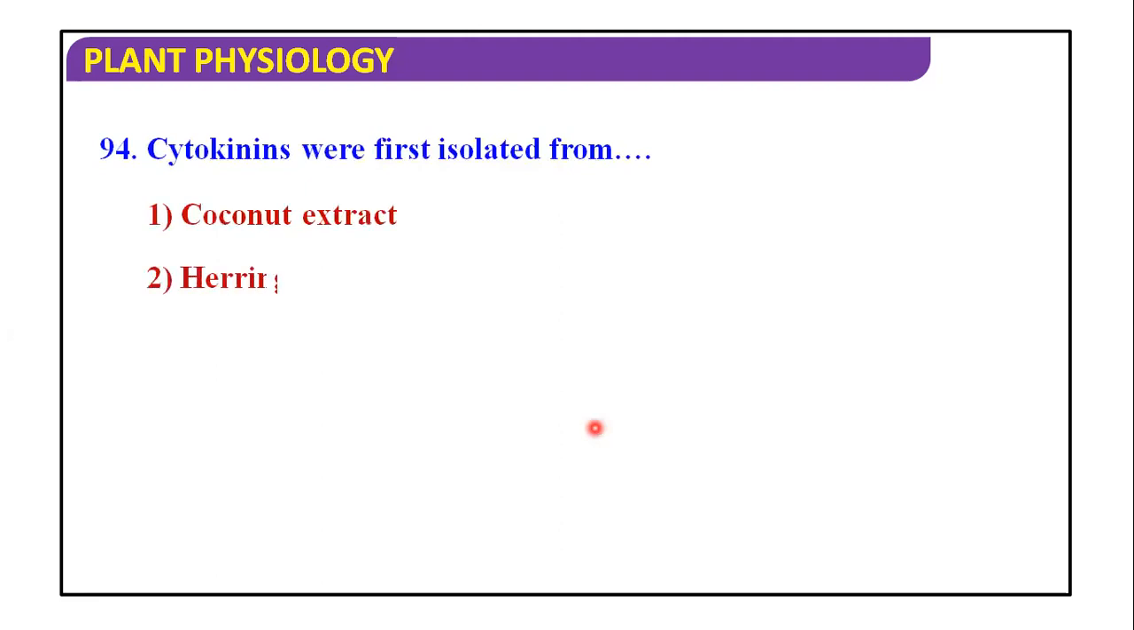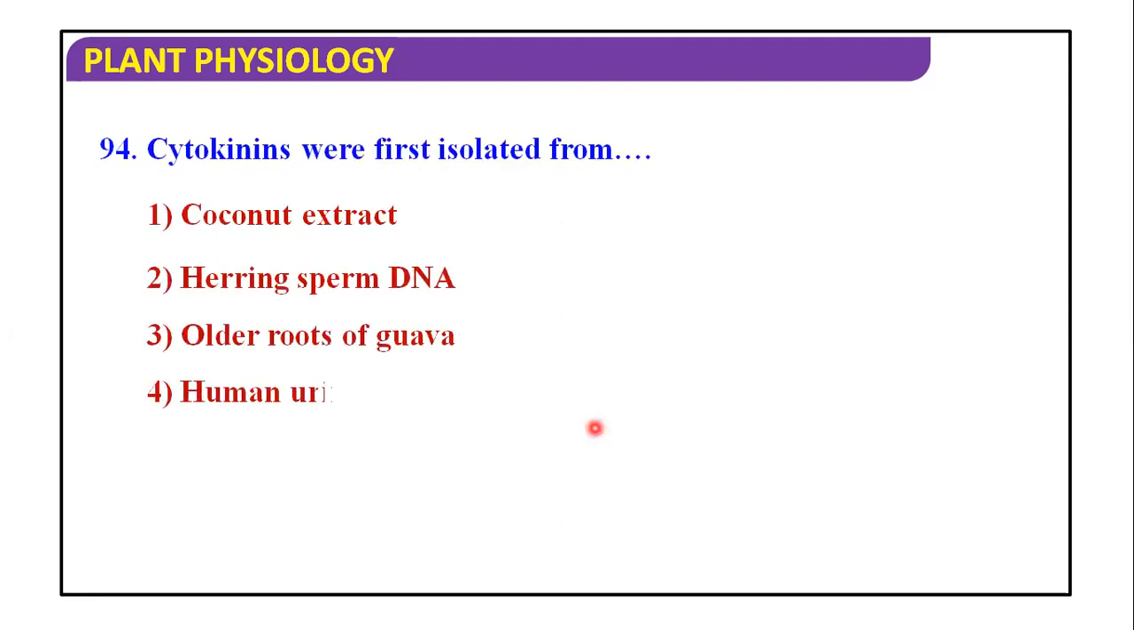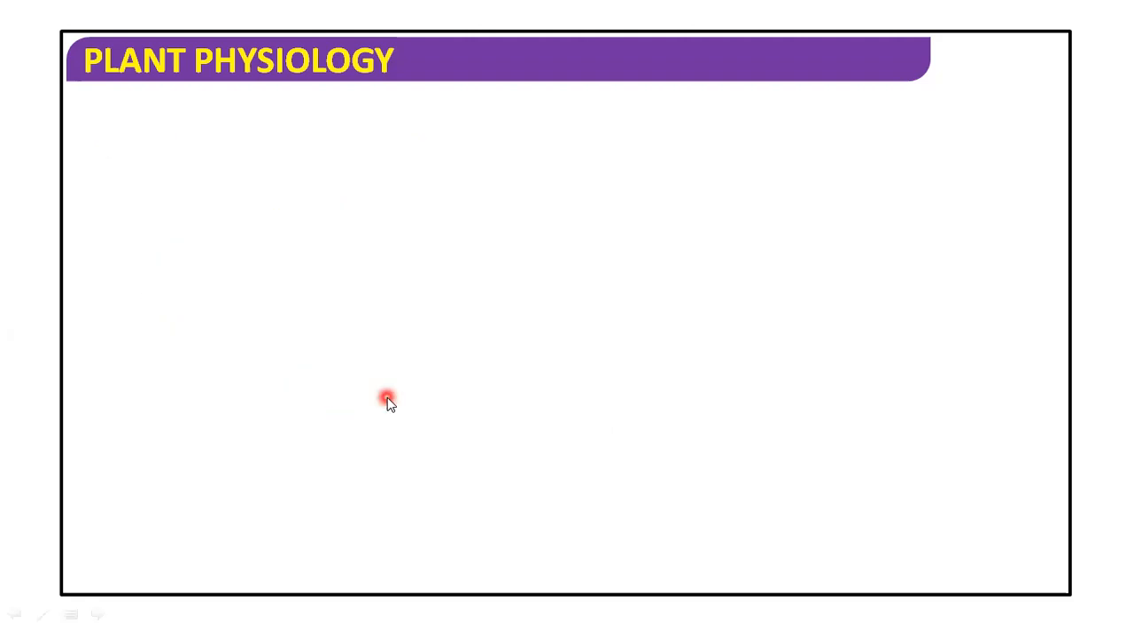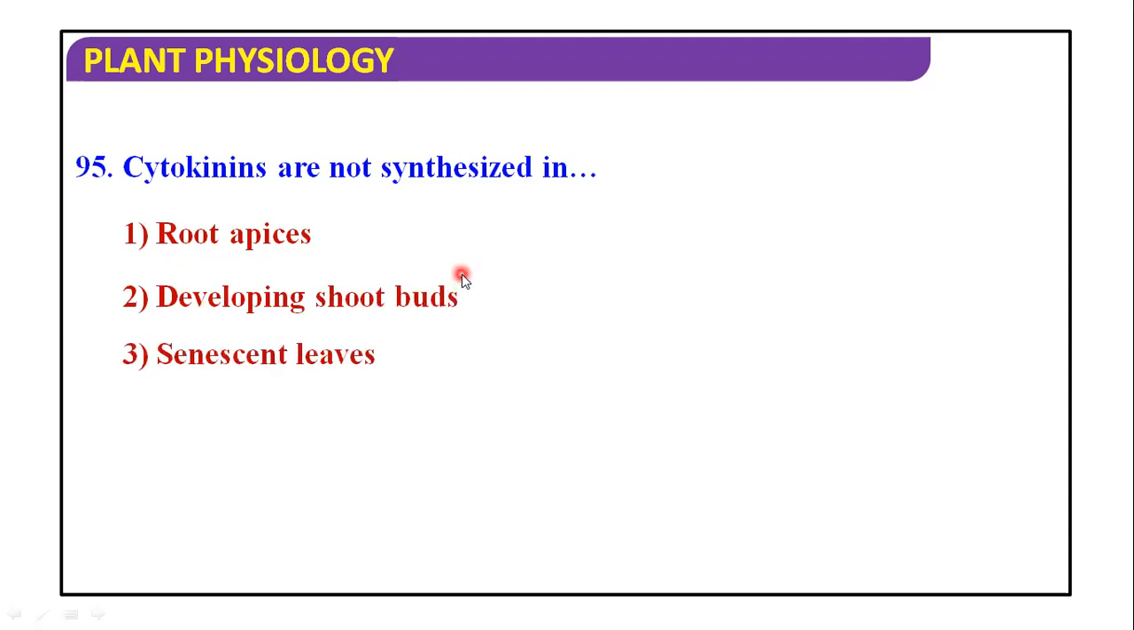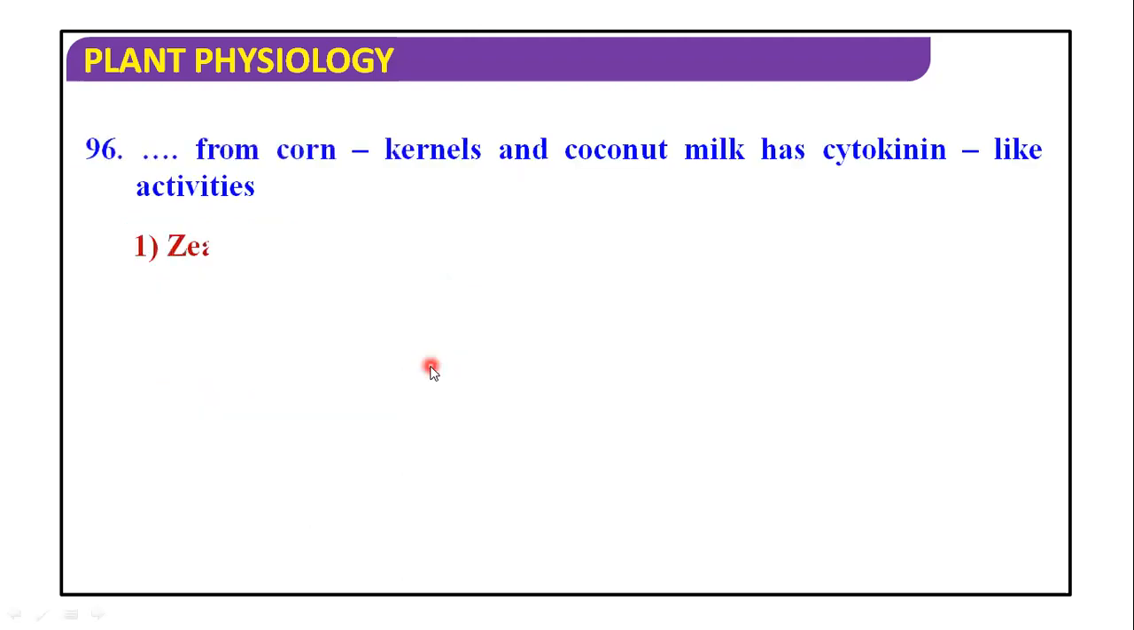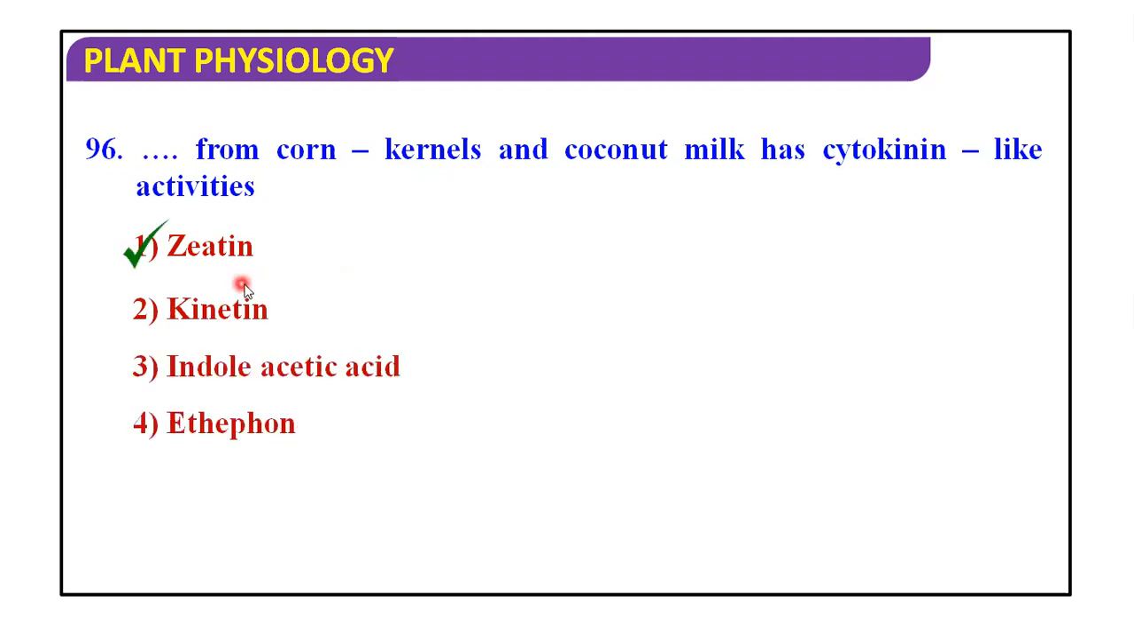Cytokinins were first isolated from coconut extract, herring sperm DNA, older roots of guava, or human urine. And the answer is herring sperm DNA. Cytokinins are not synthesized in root apices, developing shoot buds, senescent leaves, or young fruits. And the answer is senescent leaves. Corn kernels and coconut milk have cytokinin-like activities: zeatin, kinetin, indole acetic acid, or ethephon. Answer is zeatin.